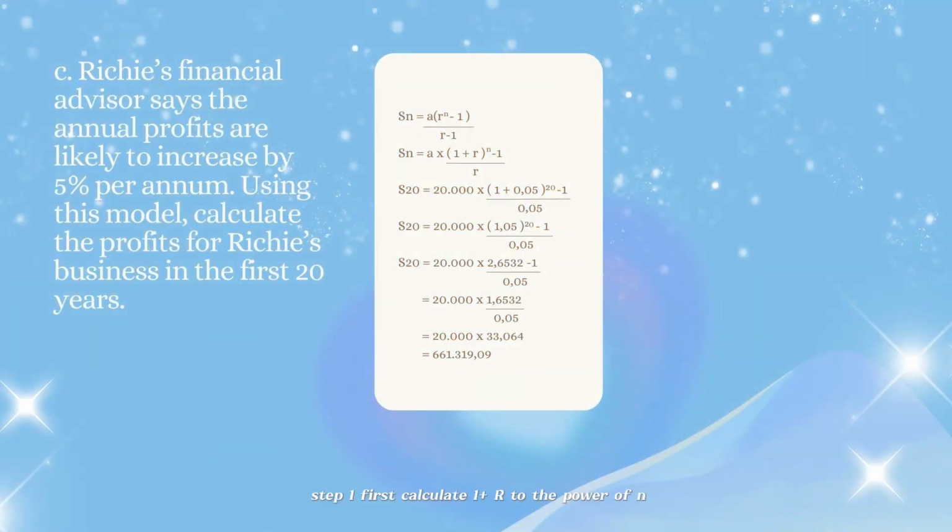Step 1. First, calculate 1 plus r to the power of n. Add 1 to the growth rate, which is 0.05, resulting in 1.05. Next, raise 1.05 to the power of 20, which gives approximately 2.6533. Then subtract 1 from this result, leaving 1.6533.